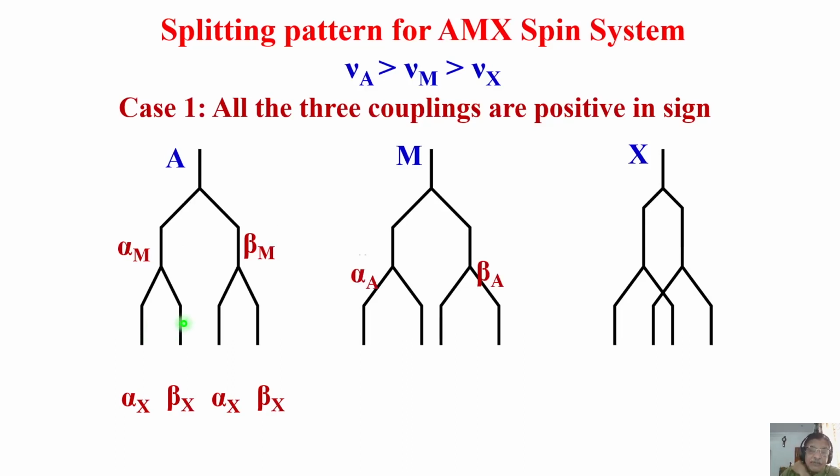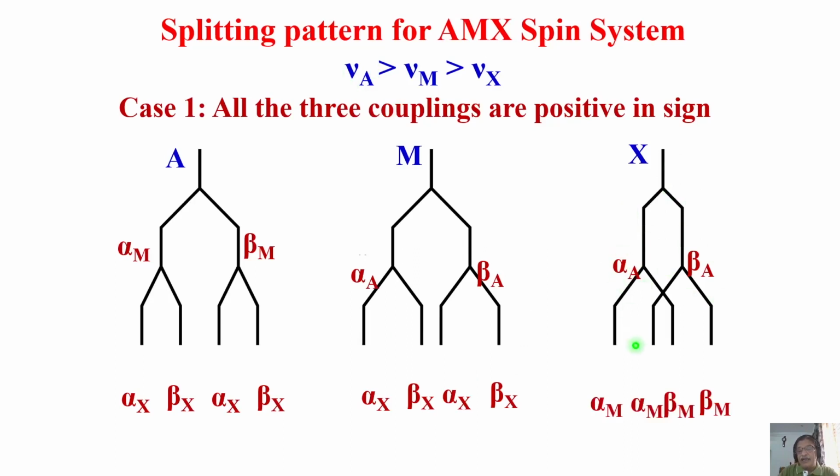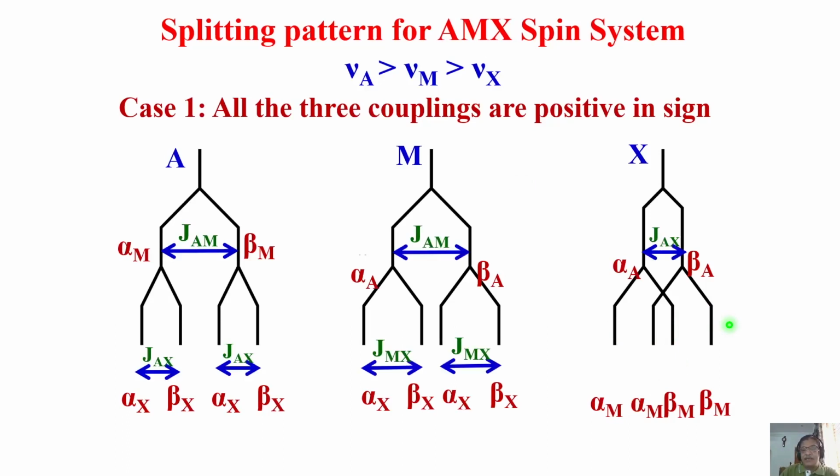Similarly, M can split into a doublet because of A, and each line of the doublet is further split into a doublet because of X, the alpha and beta states of X. So this gives you AM coupling, this gives you MX coupling. Similarly, X will be split into a doublet because of A, this gives you JAX coupling, and further split by M due to alpha and beta spin states, and this gives you JMX. Very easily I have written here JAM, JAX, JAM, JMX, JAX, JMX.